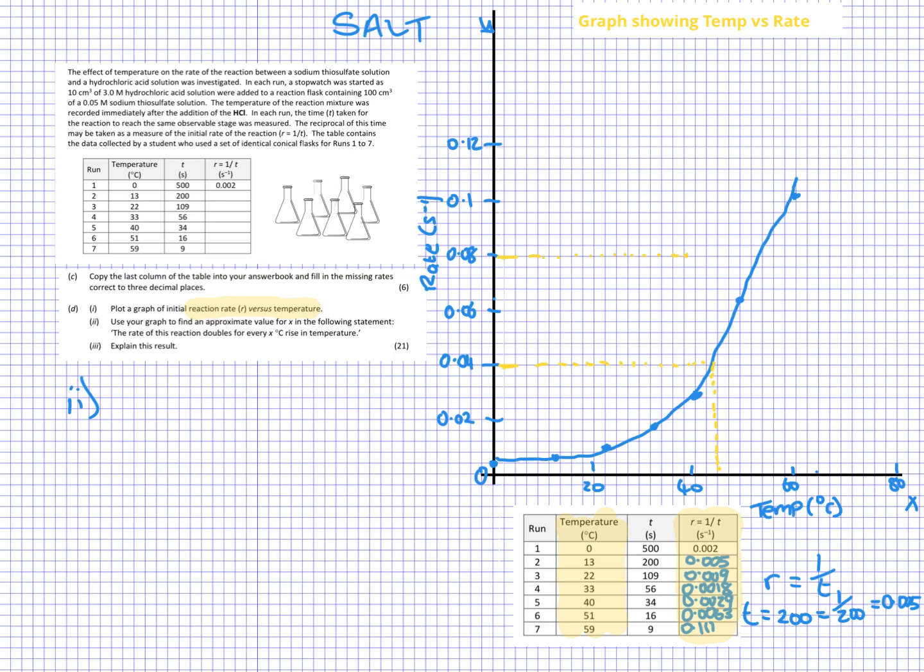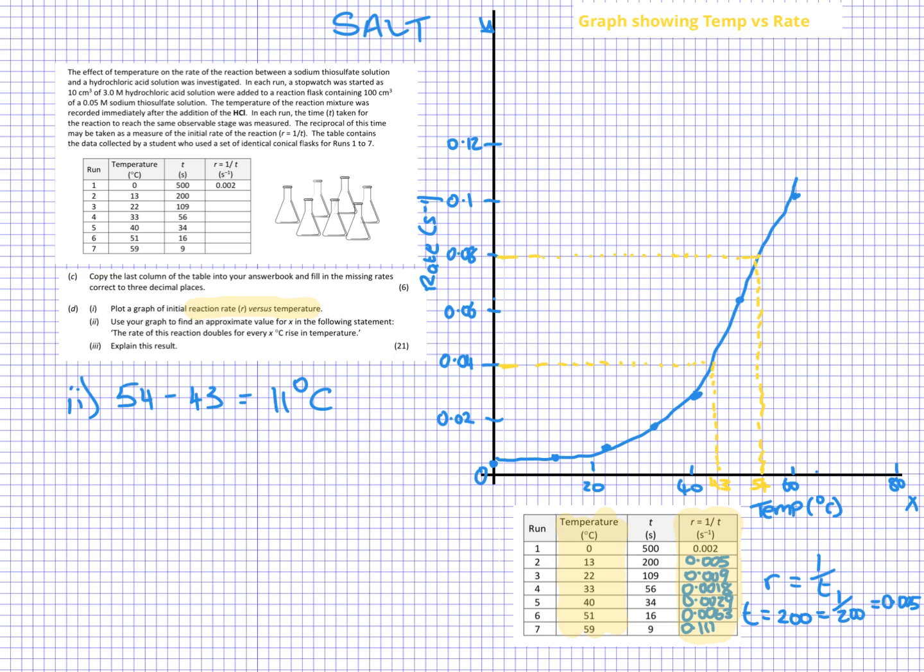So we can go across here as so, and we can go down. And basically we can read the values here. So I would say that this is approximately about 43 degrees. And I would say that this is about 54 degrees. So if we take the difference between those two, we can do 54, take away the 43. We can say that x would be approximately 11 degrees Celsius.